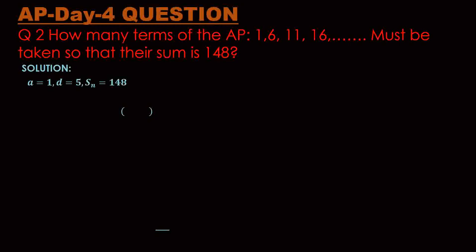You need to understand what the question is asking. Here, the question is asking you to find the value of n. How many terms should be taken, so that means n. And the sum of the AP is given. So use the formula Sn equal to 148. So write the formula. Sn is n by 2 into 2 into 1 plus n minus 1 into 5.